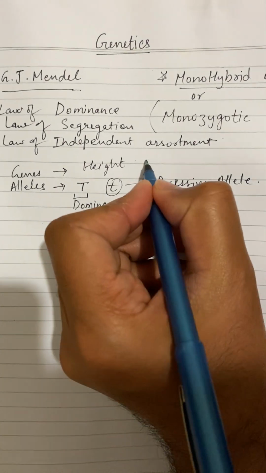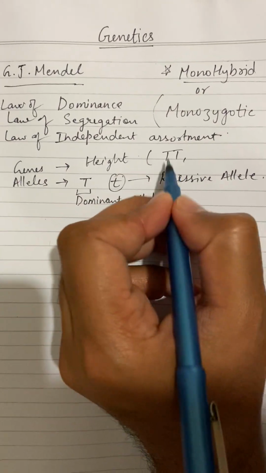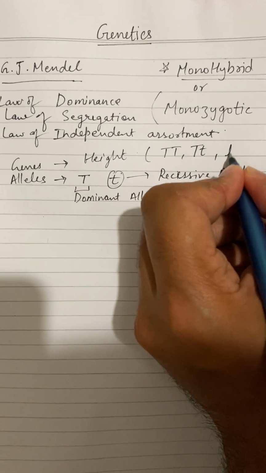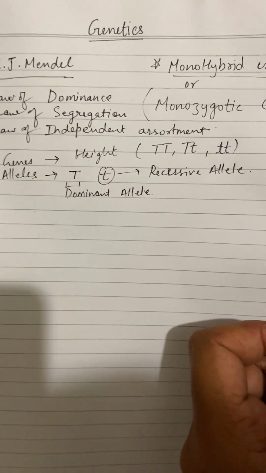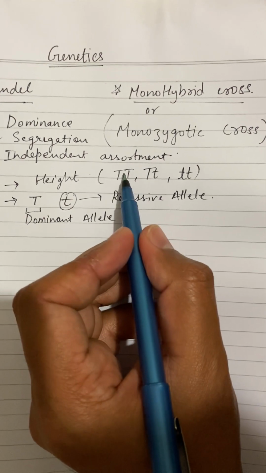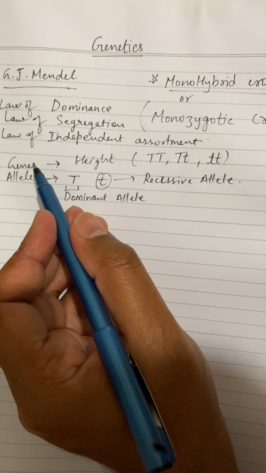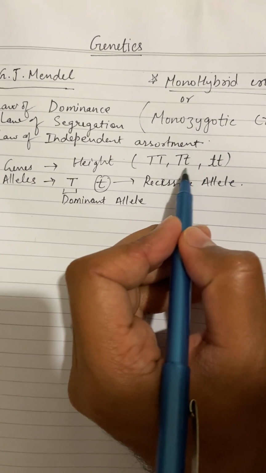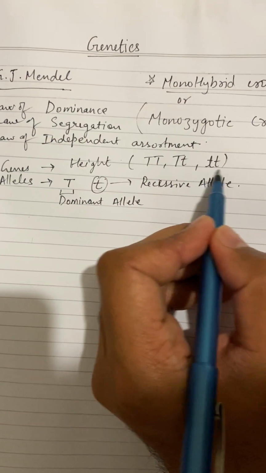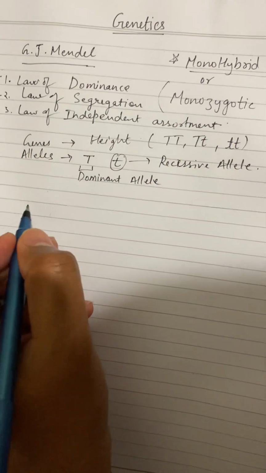So genes can be of three different types. Either capital T capital T, or capital T small t, or small t small t. Capital T capital T is called a homozygous dominant gene. Capital T small t is called a heterozygous gene, and small t small t is called a homozygous recessive gene.